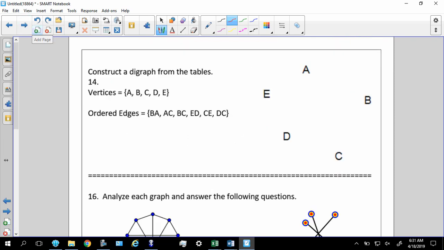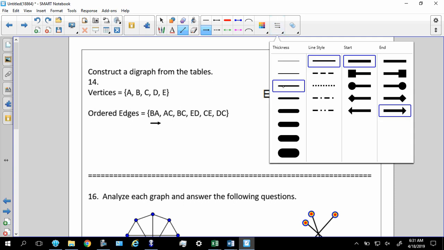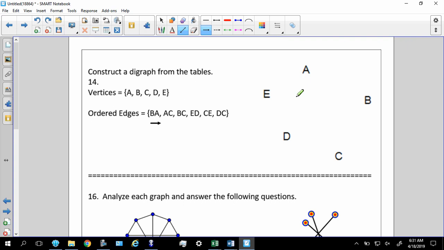All right, construct a digraph. Digraphs are easy. Remember, the arrow is always going to the second letter. So let's go make this a little bigger. What we have here is, the first one is B to A, B to C, E to D, C to E, and then D to C. All right, that's it.